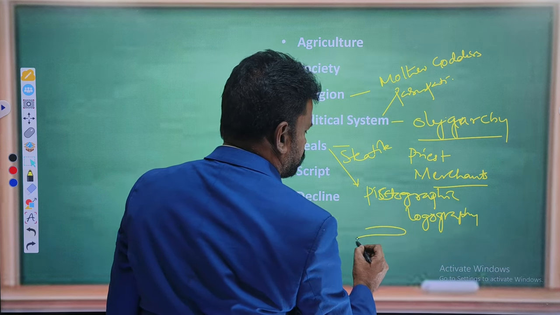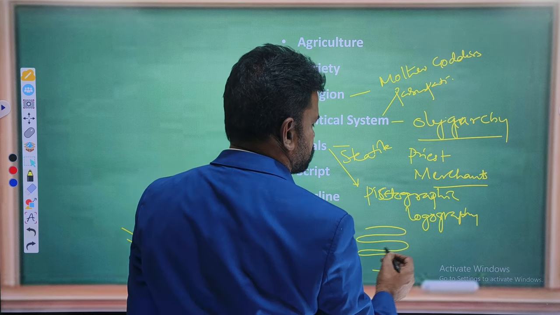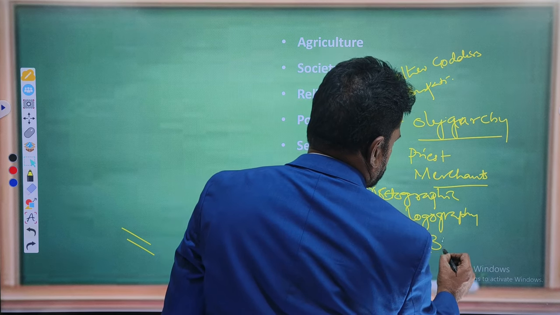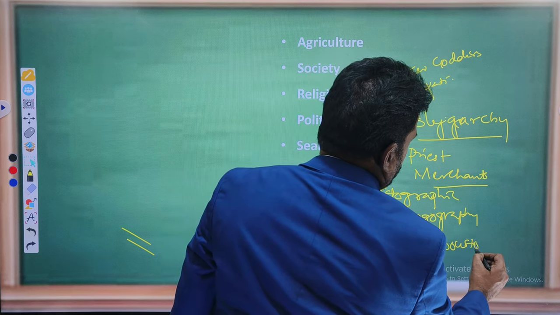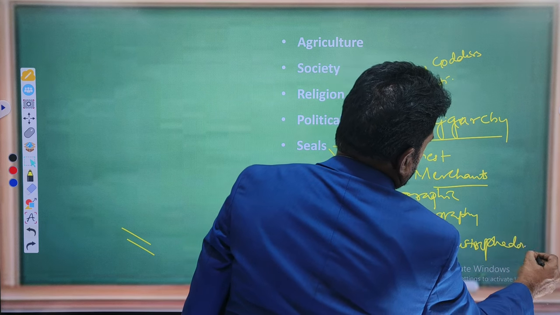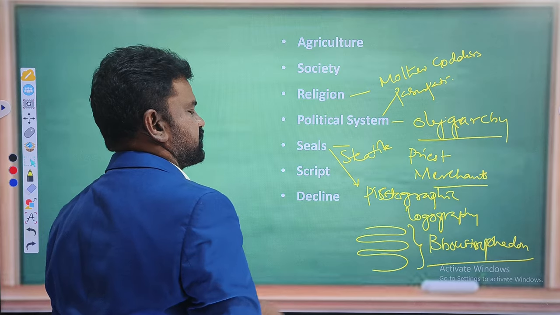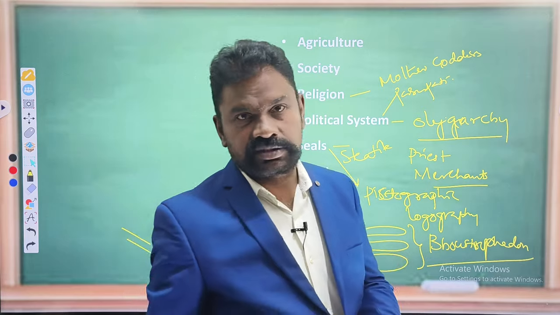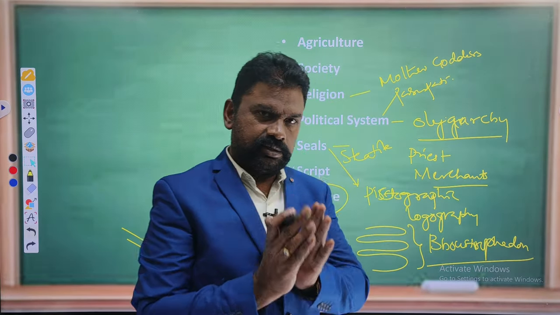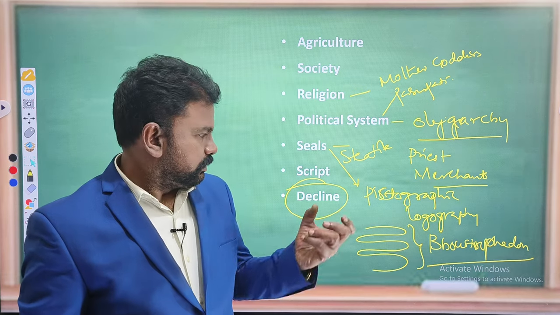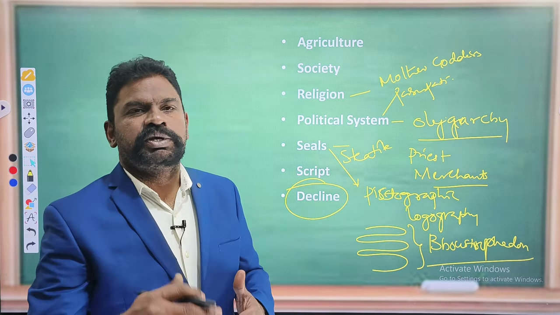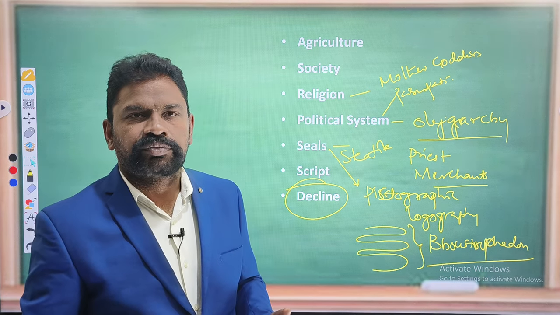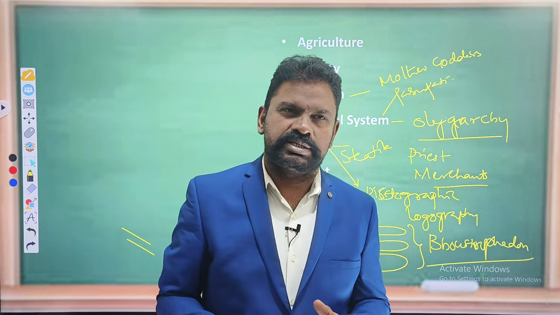Left to right, right to left, so this is like a snake walk. This is called Boustrophedon. This style is the script of the Indus style. The Indus Valley civilization declined because of several causes, such as atmospheric changes. Rivers dried up and other things. So this is about the Indus Valley civilization.